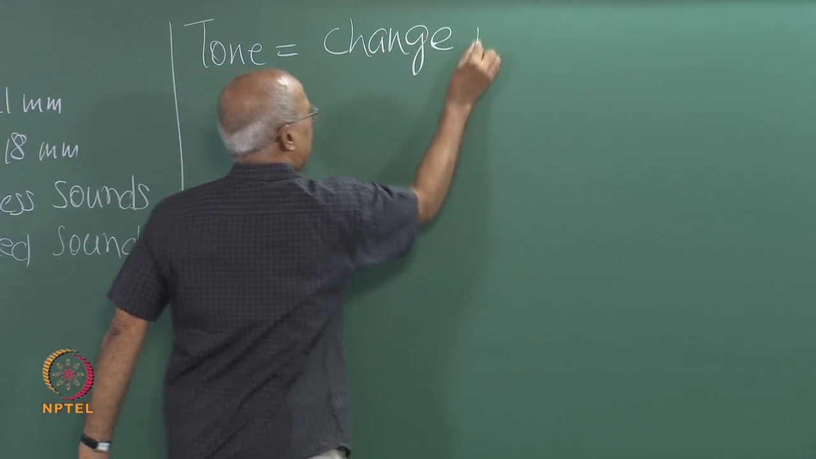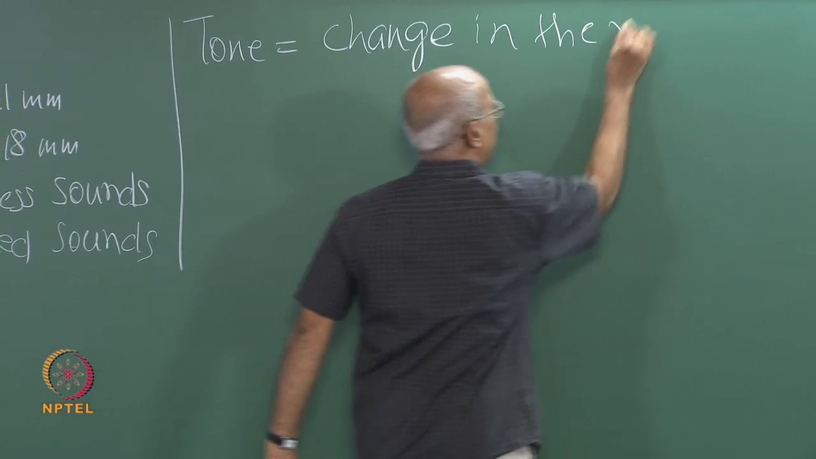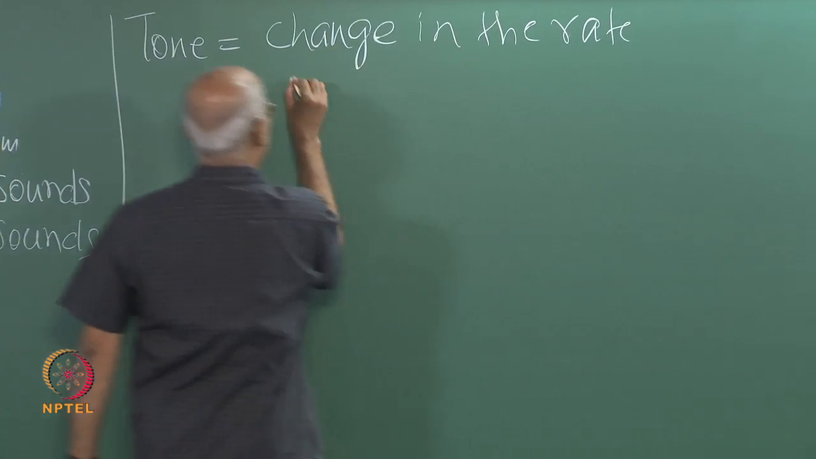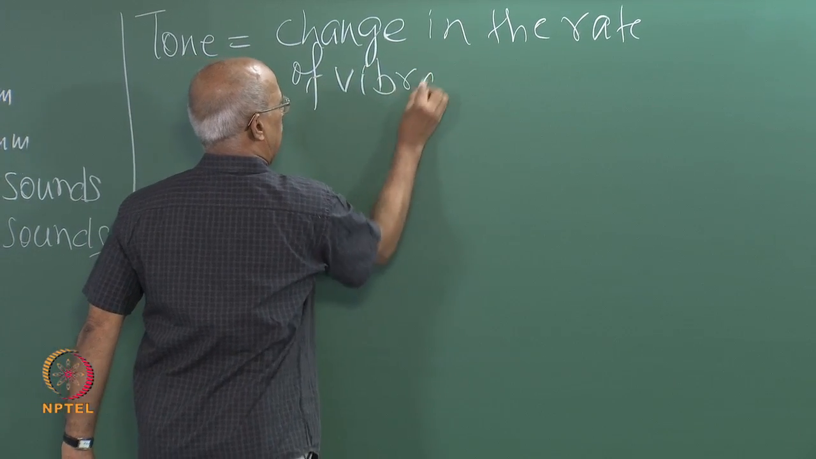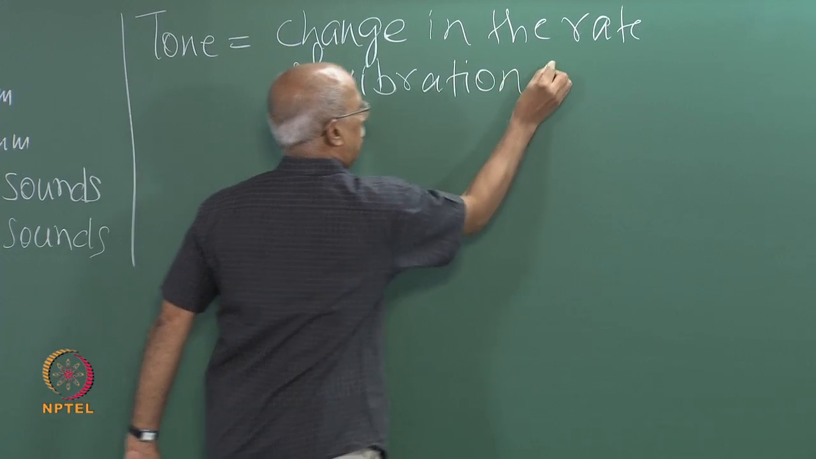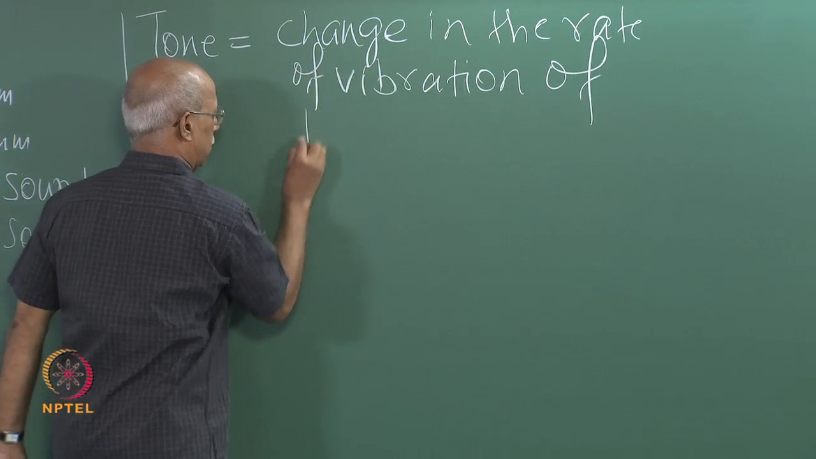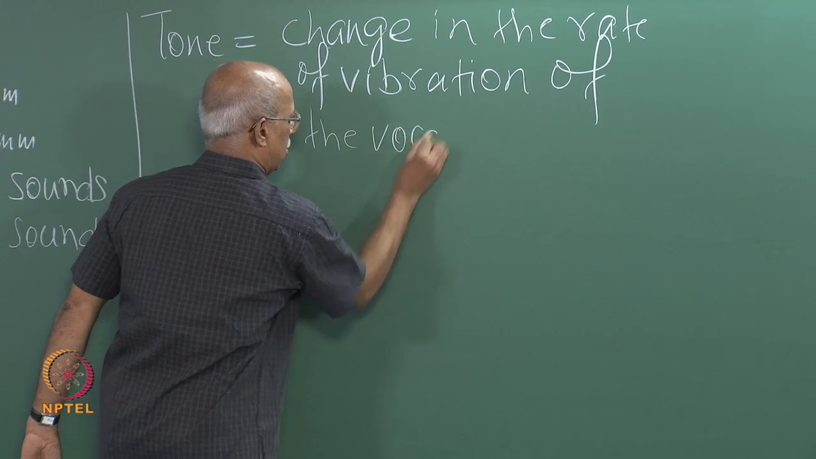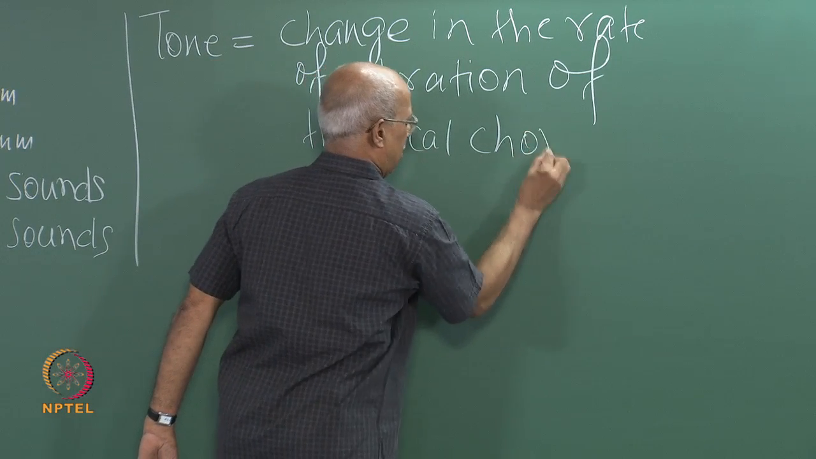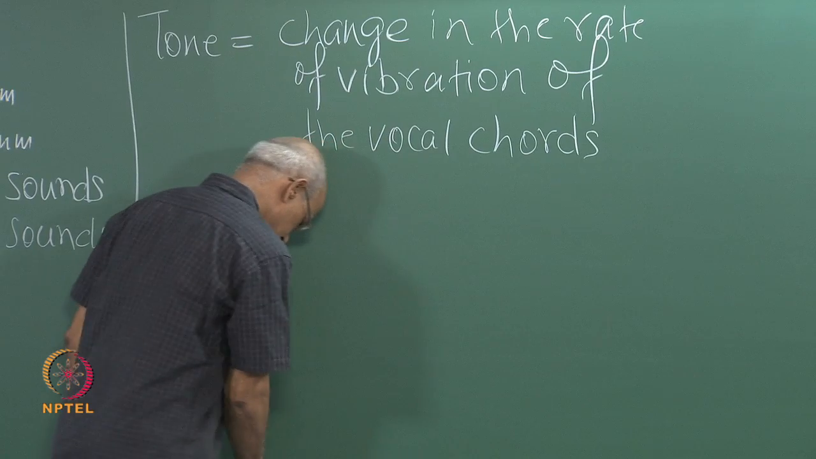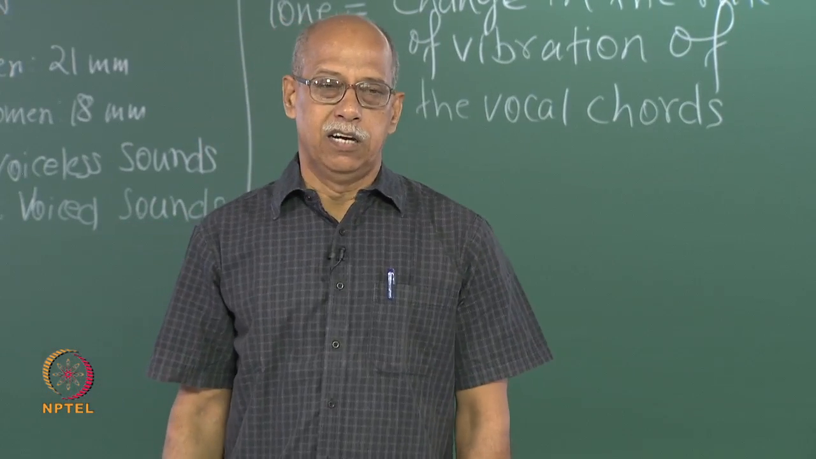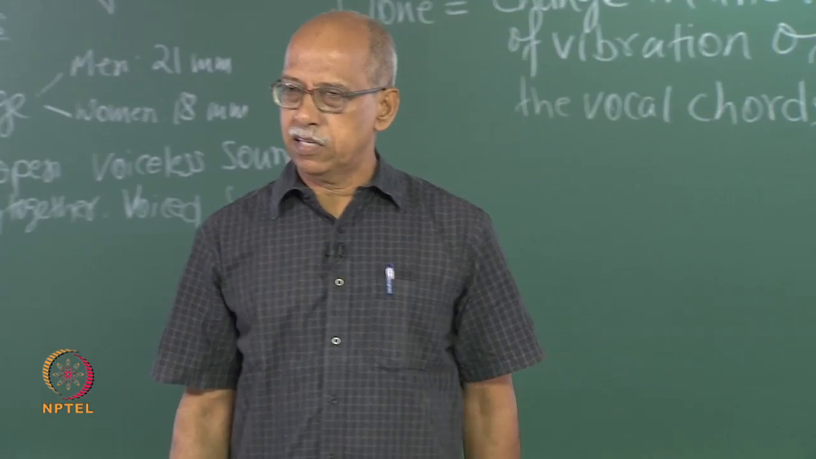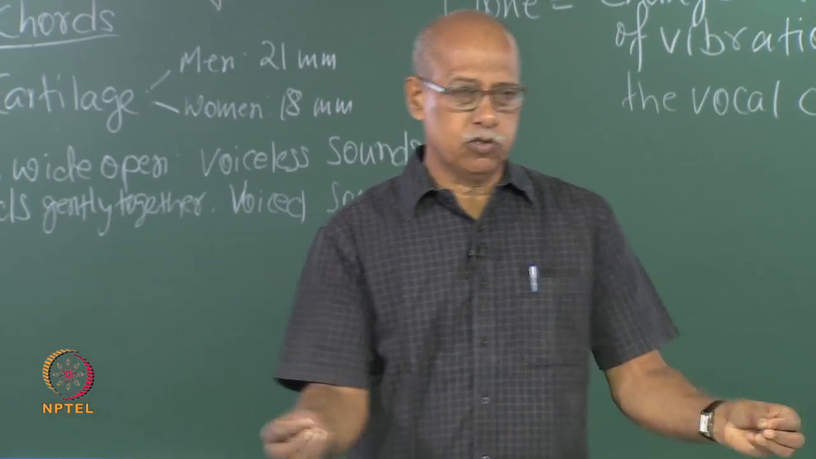Change in the rate of vibration of the vocal cords. Imagine you began speaking with your vocal cords vibrating at the rate of, let us say, 1000 cycles per second, 1000 times closing, opening, closing, opening, closing, opening.